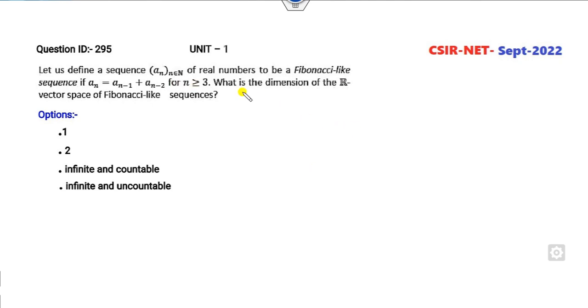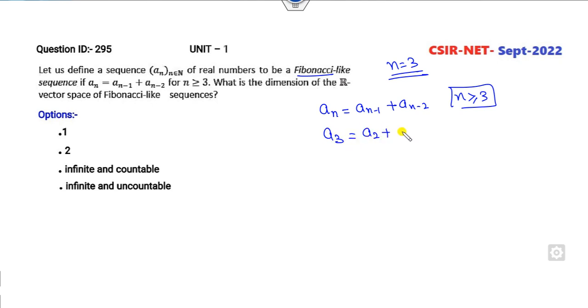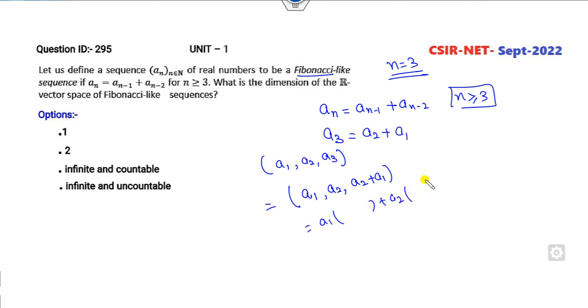Consider the sequence an of the Fibonacci of this. An is an minus 1 plus an minus 2, n is greater than or equal to 3. I can choose n as 3. So what is that? A3 is A2 plus A1. So if I consider the three vectors A1, A2 and A3, so the dimension will be, so what is that? A1, A2, A2 plus A1. So how many vectors are there? You will get 2 vectors. So the dimension will be 2. This is the first method.